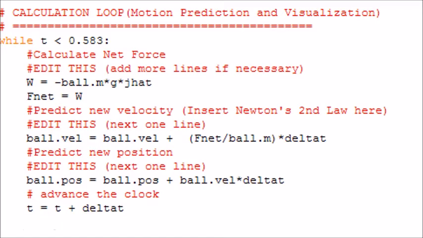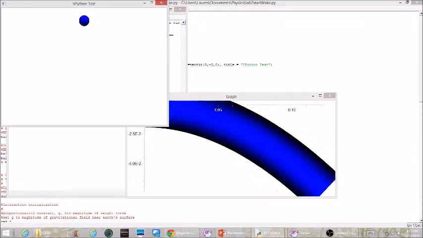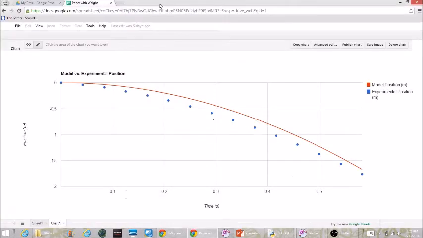The while loop takes the coded version of the aforementioned principles, weight force, Newton's second law, and the position update equation, and it runs until the point that the ball hit the ground, which is 0.583 seconds. When we run the model, this is what we get. When compared against the experimental data, it is unexpectedly under-predicting the position.